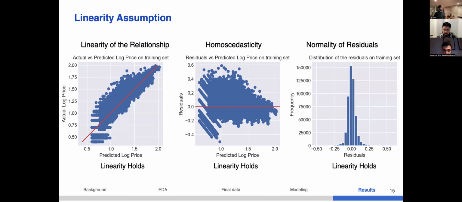Next, we did a linearity assumption check. So here we checked the linearity of the relationship, homoscedasticity, and the normality of the residuals. And across all three dimensions, we feel that linearity does hold.